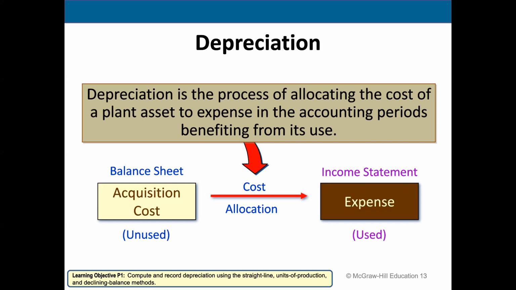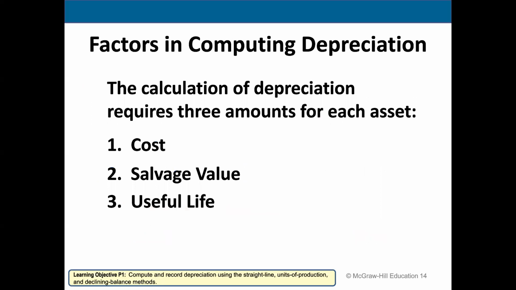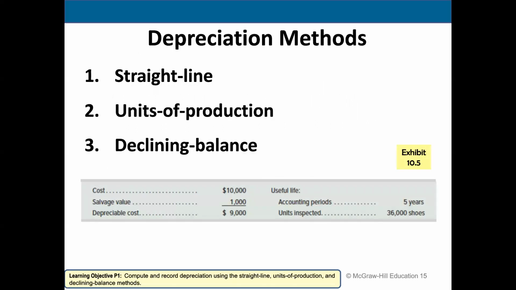or the using up of its cost at least. So here's the information we need to calculate the amount of depreciation we're going to recognize each financial period. We need to know the cost of the asset, the salvage value, which means the amount we think the asset will still be worth at the end of its useful life, and then its useful life: how long we expect the asset to be useful to us, meaning how long we're going to gain benefit from it. The three main methods of depreciation we'll talk about in this class are the straight line method, the units of production method, and the declining balance method.